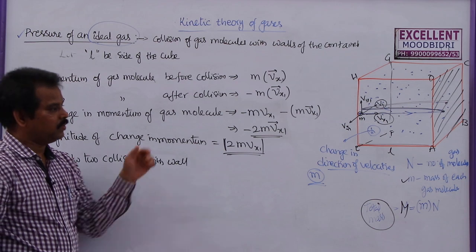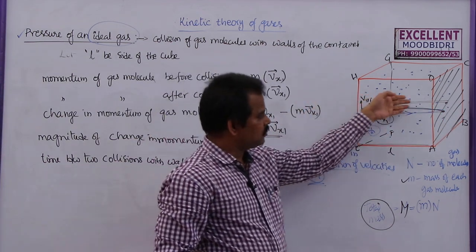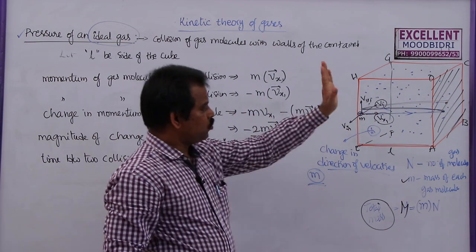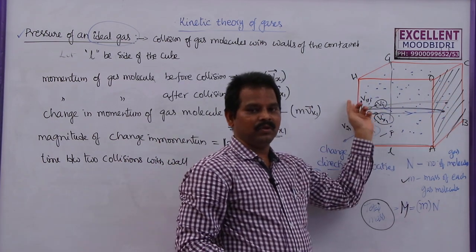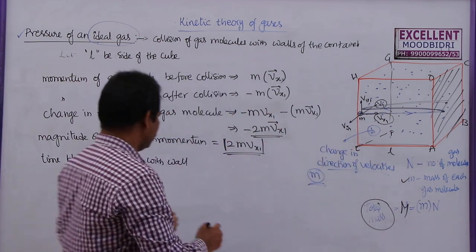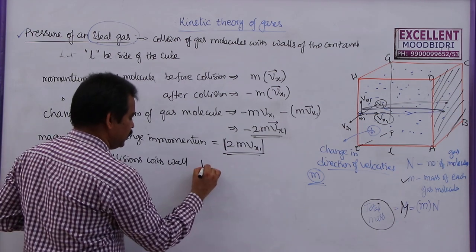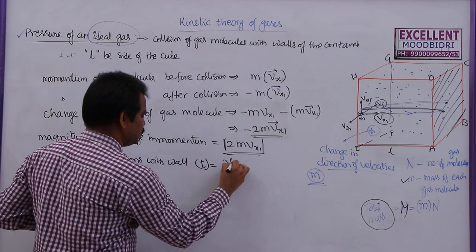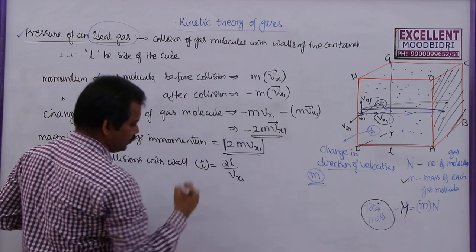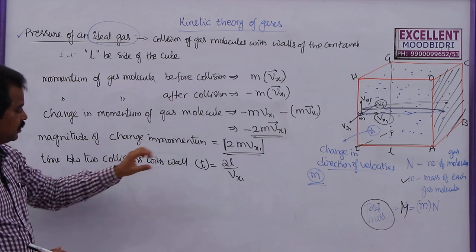Between two collisions, first when it collides with this one, it is coming back a distance L, and then once again it is colliding with this one. So to collide with this wall, it is traveling 2L distance, and speed is Vx, not Vx bar, Vx. We know velocity is equal to distance by time, and time is equal to distance by velocity. Now we know the magnitude of change in momentum, and we know the time.